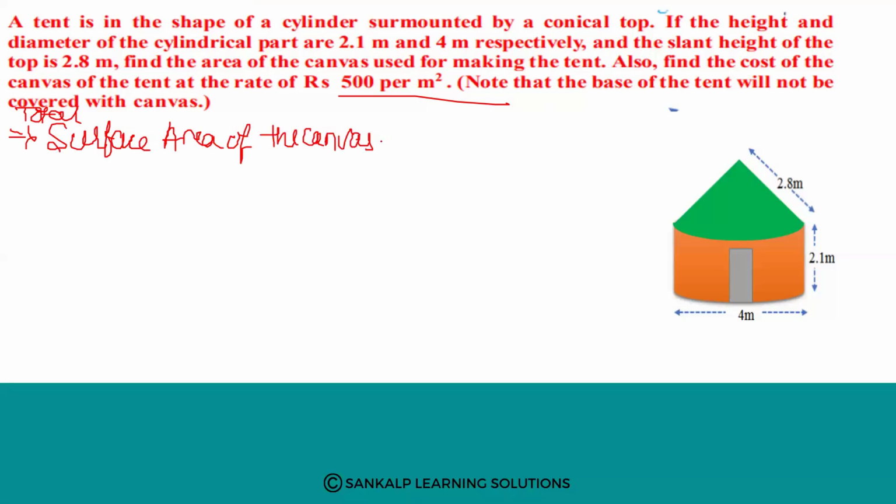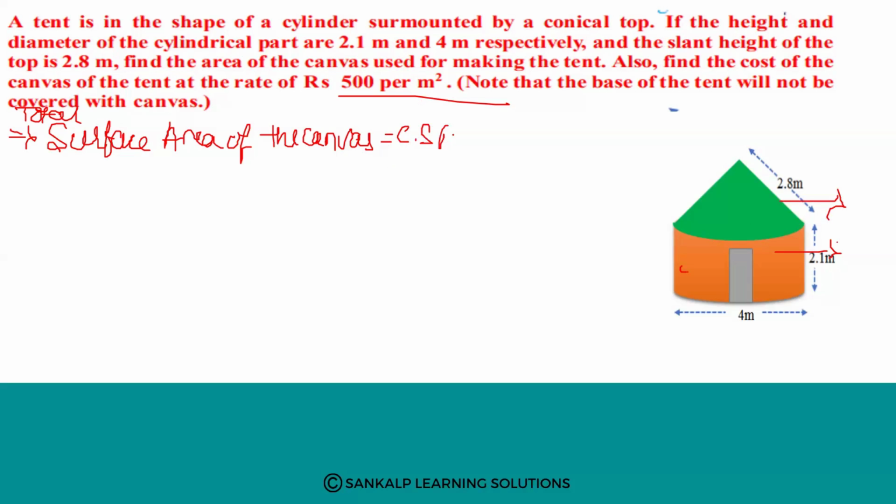Canvas is equal to... so here two surfaces are there. From the diagram, you are going to observe this is a cylindrical shape and this is a cone shape, right? So the total surface area of the canvas can be determined by using the curved surface area of the cylinder plus the curved surface area of the cone, right?